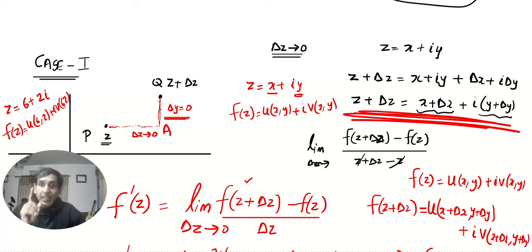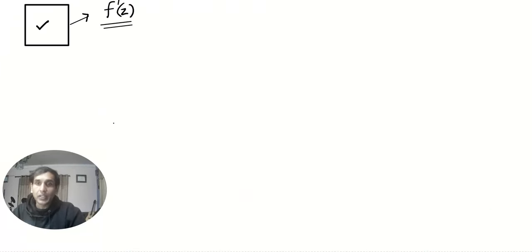Now, in case 1, I am approaching Q to P. That means I am cutting delta y and I am making delta x come very near to P. Now let's go for case 2. So please write case 2.